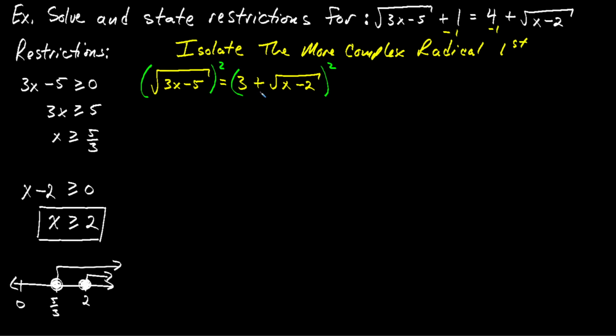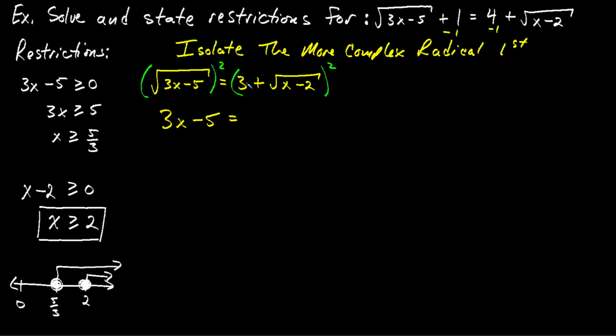And when we square this, because there's nothing I can do to simplify the square root of x minus 2, we're going to treat that like a binomial, and that is going to get a little bit ugly before it gets better. So over here we're good. The square root of 3x minus 5 squared is 3x minus 5.